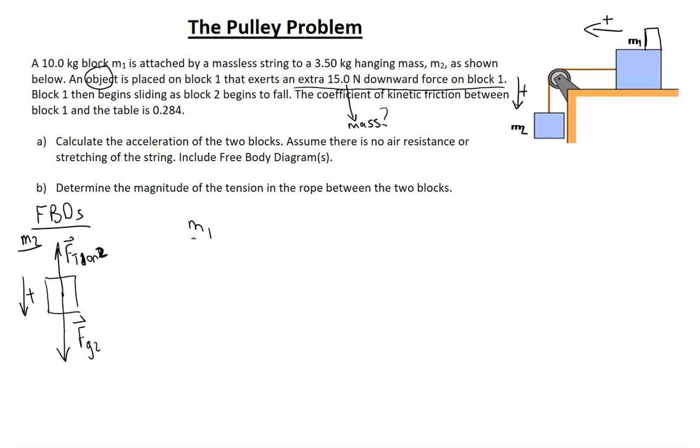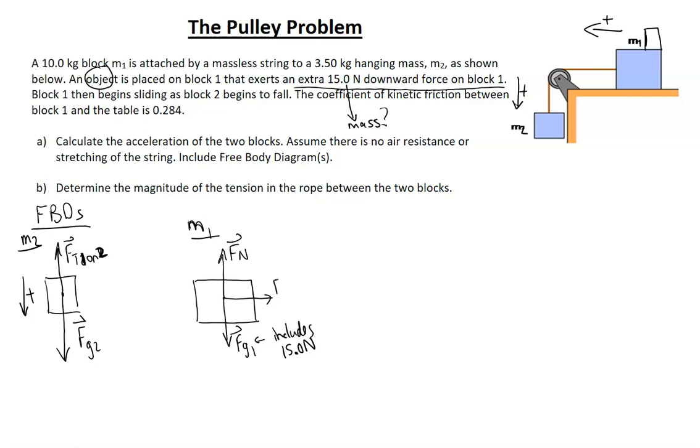For mass 1, the mass that's sitting on top of the flat surface, that's going to look a little bit more complicated. We're going to have this force of gravity that's acting downwards. We're going to have this normal force that's going to be equal and opposite. Now keep in mind this includes the 15.0 newtons.